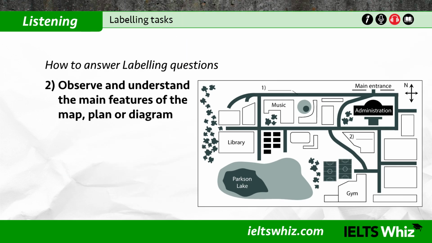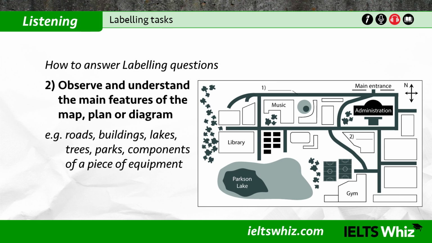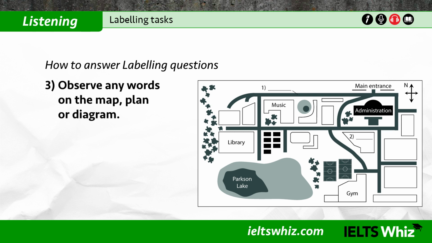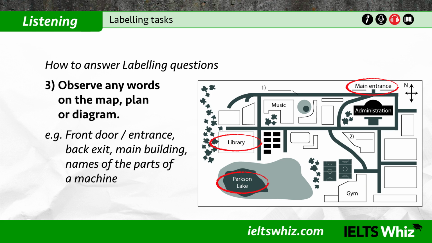Observe and understand the main features of the map, plan, or diagram. For example, roads, buildings, lakes, trees, parks, or components of a piece of equipment. Observe any words on the map, plan, or diagram. For example, front door, entrance, back exit, main building, or the names of the parts of a machine.